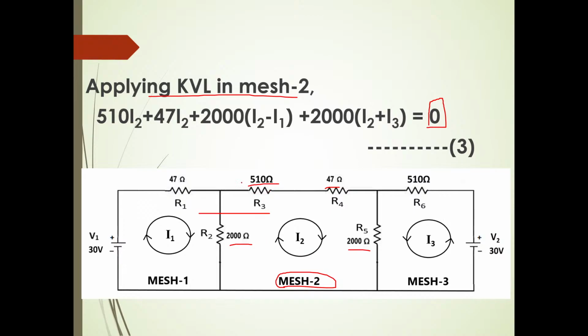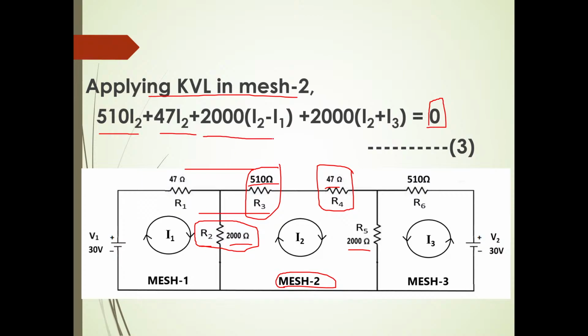Let us start with R3. R3 value is 510. What is the voltage drop across R3? 510 into I2. Voltage drop across R3 is 510 into I2, plus the voltage drop across 47 ohms, that is R4, which is 47 into I2, plus, I'm sorry, R2 now. What is the voltage drop across R2? We have already seen that differential current flows through 2000 ohms. Since we are in mesh 2 now, it is I2 minus I1.